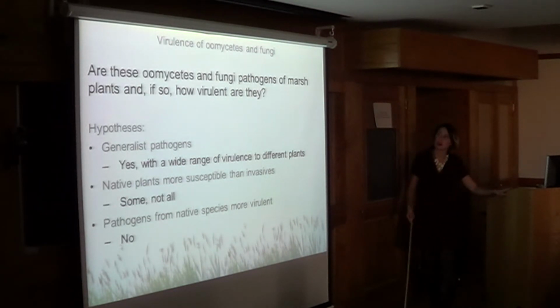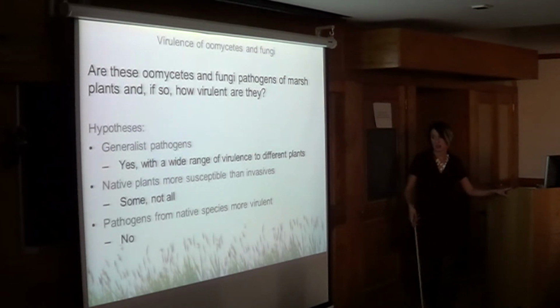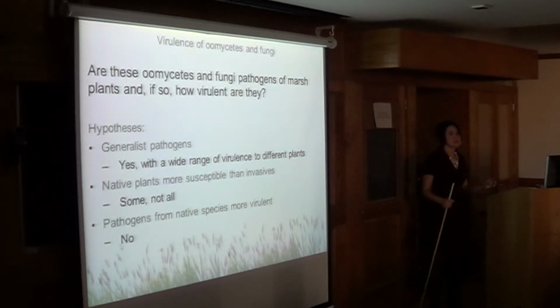So getting back to our initial question, are these oomycetes and fungi pathogens of marsh plants? And if so, how virulent are they? We did find a lot of generalist pathogens, so they decreased seedling survival of a range of plant species, but there were differences in their virulence. And when looking at whether native plant species were more susceptible than invasives, this did seem to be true for some invasive plant species, but not for all. So Phalaris arundinacea was pretty resistant to those fungi and oomycetes, but Lythrum salicaria, another invasive, was highly susceptible. And similarly, the pathogens from the native species weren't more virulent than those from the invasive.